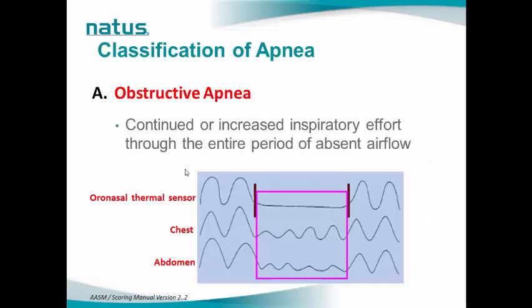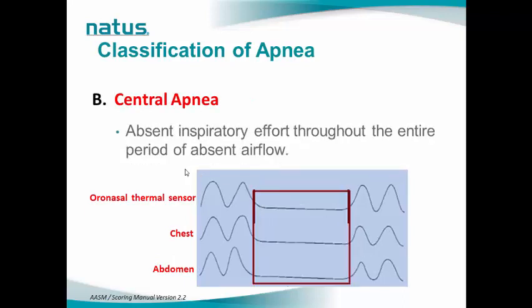It is recommended to subclassify the apneas, as there are 3 different types of apneas. Obstructive apnea is defined and scored when the effort is continued throughout the apnea period. Central apnea is scored when the inspiratory effort is absent throughout the entire apnea period.